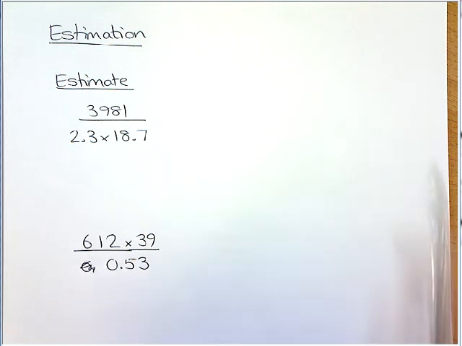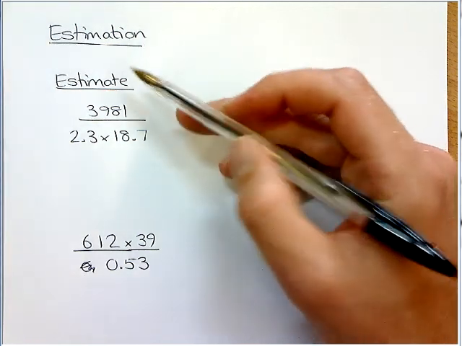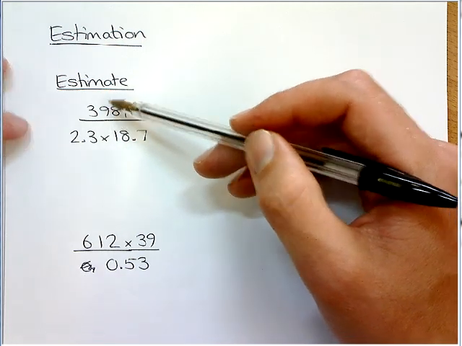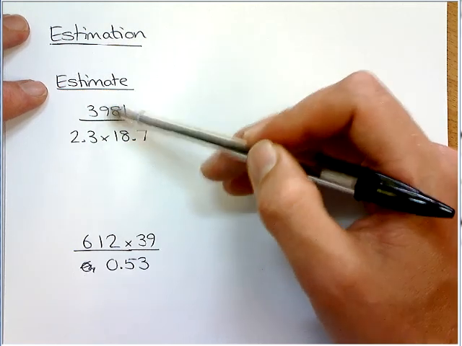Hi guys, in this video we're going to have a look at how to estimate, or sometimes we use a word called approximate. Now, if they give it to you like this, it's not too bad, but sometimes they just hide that word in a lot of written text, so always look out for this word or approximate, and this is what you're going to do.